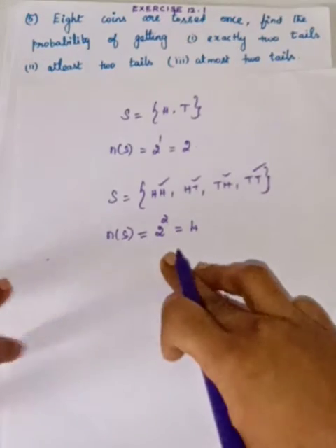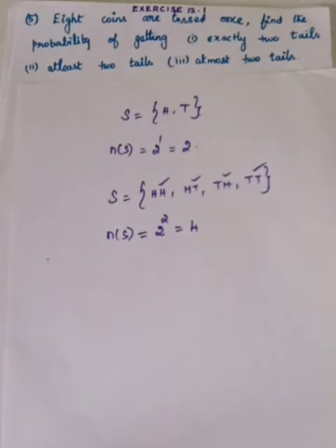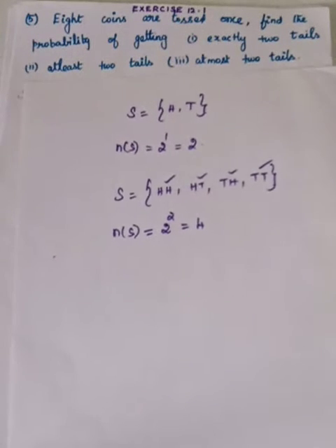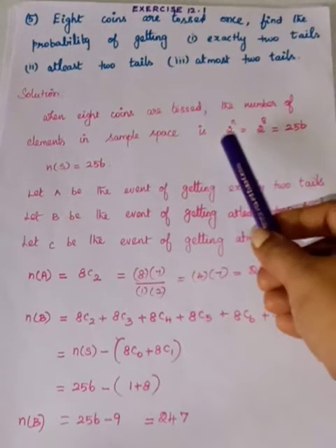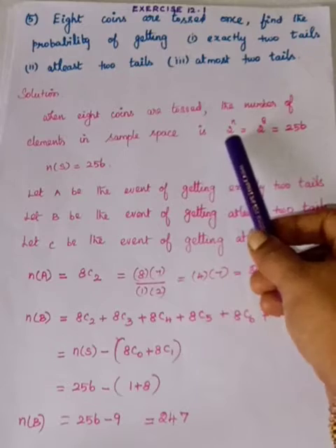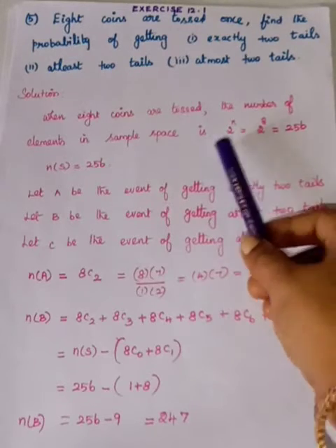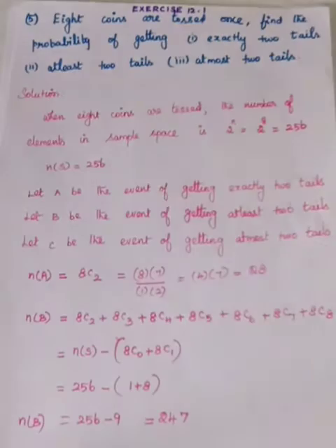Okay, so here your 8 coins are tossed once. A coin tossed 8 times and 8 coins tossed once, both give the same sample space. That is, instead of writing the sample space, the number of elements in the sample space we can find using the formula 2 power n. So that is equal to 256.